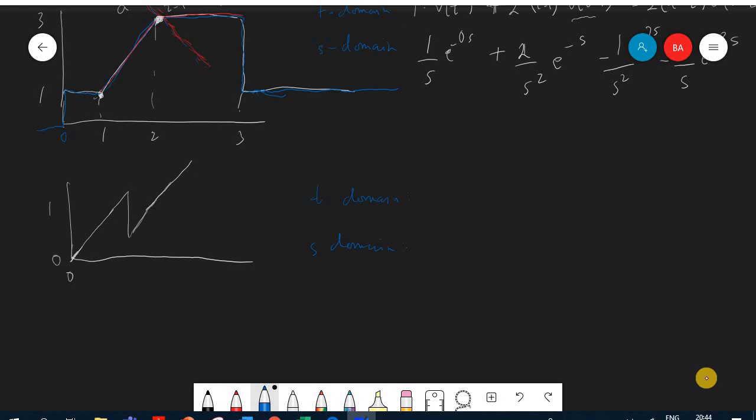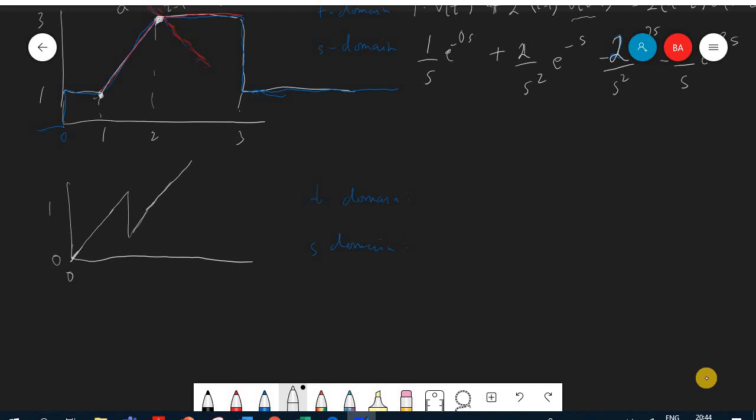Okay, so in the T domain or the S domain, which one do you like? I'm going to write the S domain. I like the S domain, easier for me. I'm just going to fix the one here. I forgot to say that we had a slope of 2 and I forgot to fix that.